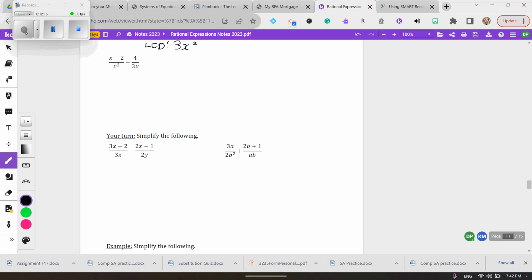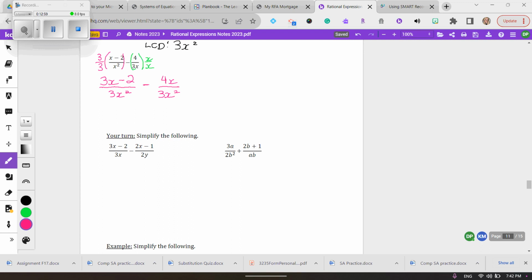So I can multiply my first fraction by 3 over 3, and that will get me 3x squared on the bottom. And I can multiply my second fraction by x over x. So now we're going to be multiplying by variables to get a 3x squared on the bottom. So let's see what that gives us. On the top, distributing my 3, that gives us 3x minus 2 over top of 3x squared. And subtract 4 times x, which is 4x, over top of 3x.